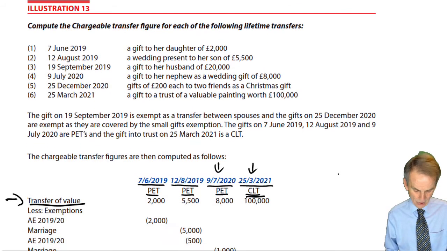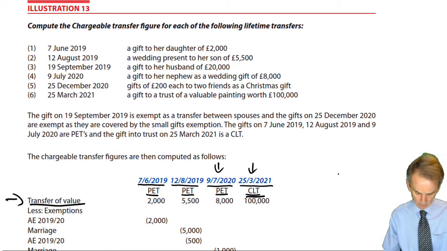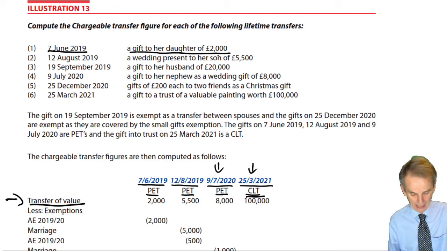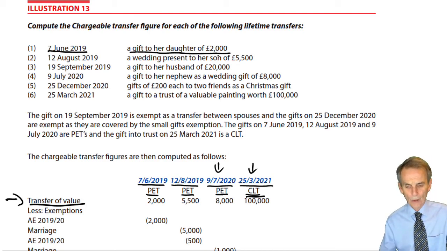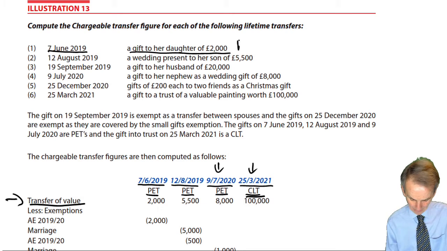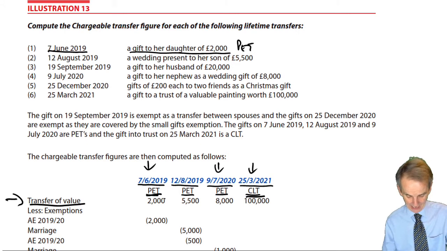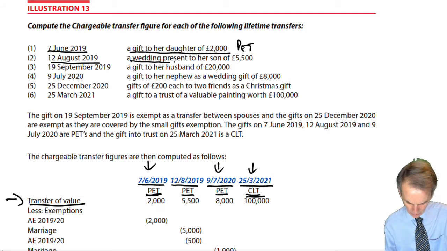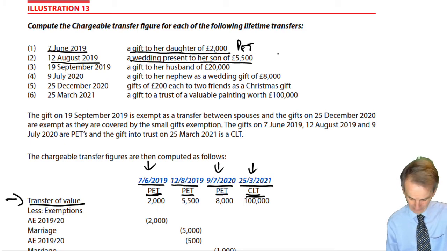So as we read the question, knowing that's the chargeable transfer figures we need to compute, what do we pick up? On the 7th of June 19, a gift to her daughter of £2,000. A gift to her daughter. What type of transfer is that? That, we should know, is of course a PET. Which is why 7th of June 19 is headed there as a PET. 12th of August 19, a wedding present to her son of £5,500. A gift to her son. That again is a PET.